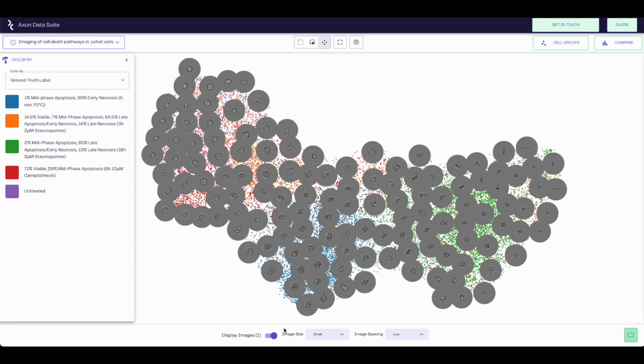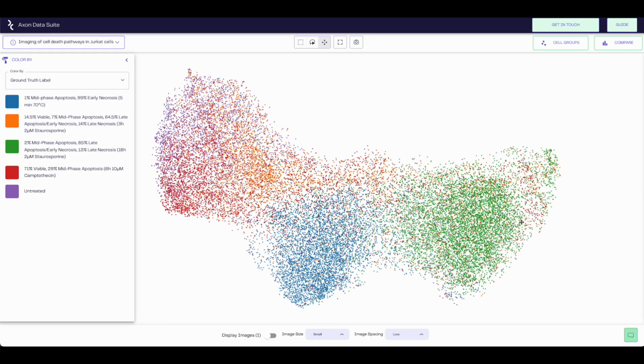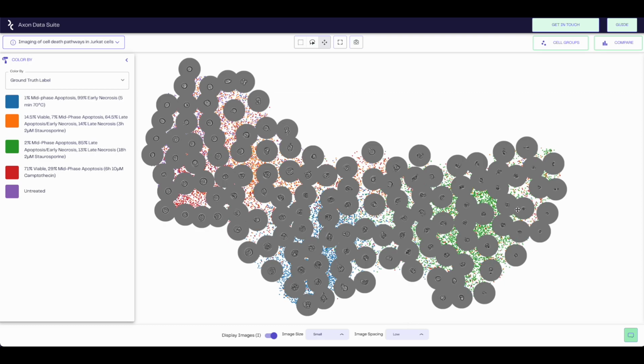By 18 hours of staurosporine treatment, shown in green, very few viable cells remain. Although the proportion of cells in apoptosis has only increased slightly, according to the flow cytometry measurement, the morphological difference is striking, and these cells are clearly at the end of their lives.